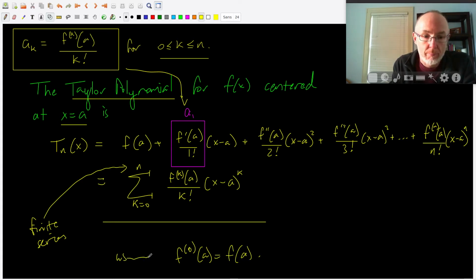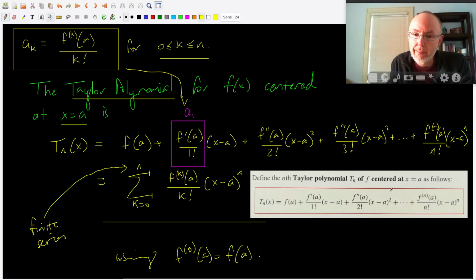So this is what we call a Taylor polynomial. And you can find this precisely in the textbook. It's the Taylor polynomial of degree n centered at x equals a. Let's have a look at what this looks like for a function f. Given a function f, let's find some Taylor polynomials and see what's going on.